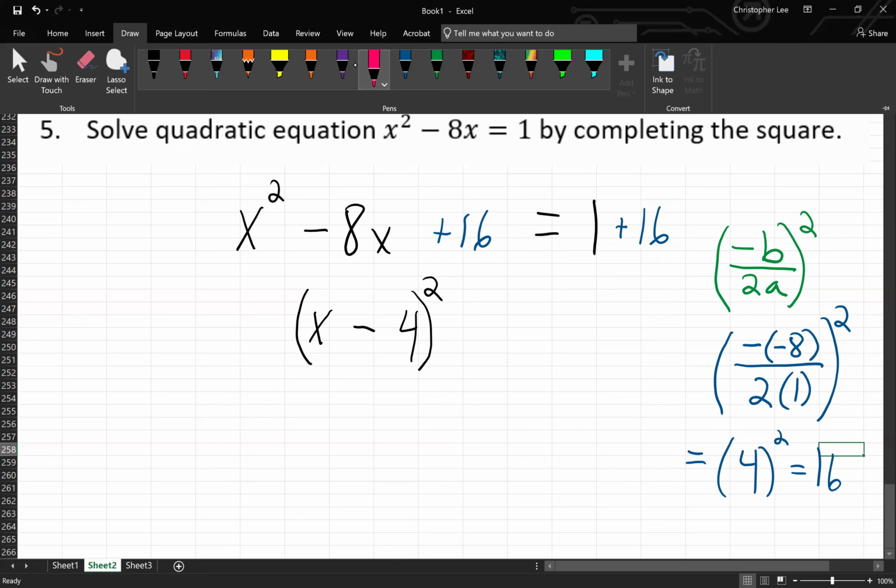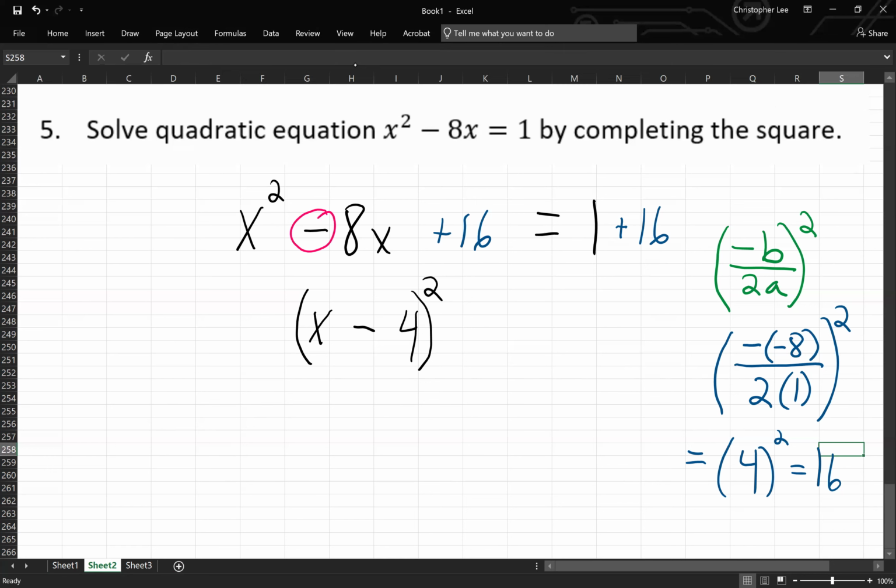I have a simpler method. Whatever the sign of my B term, that's going to be the sign that goes here. The formula for a perfect square is negative b over two. Generally speaking, I know in class you did B over 2 squared, but I like to use negative B over 2A.